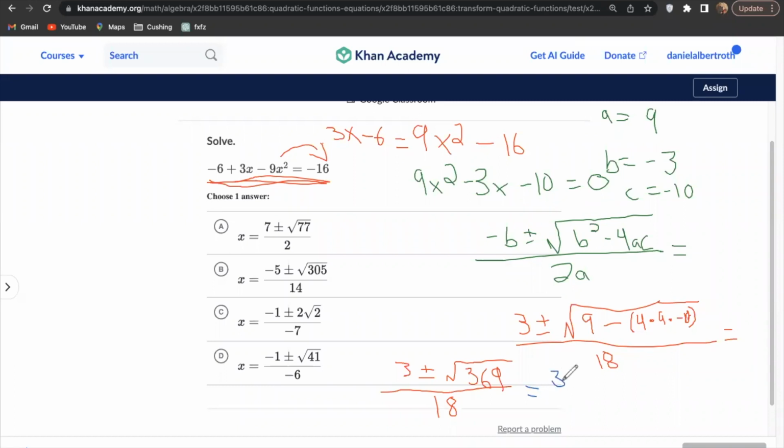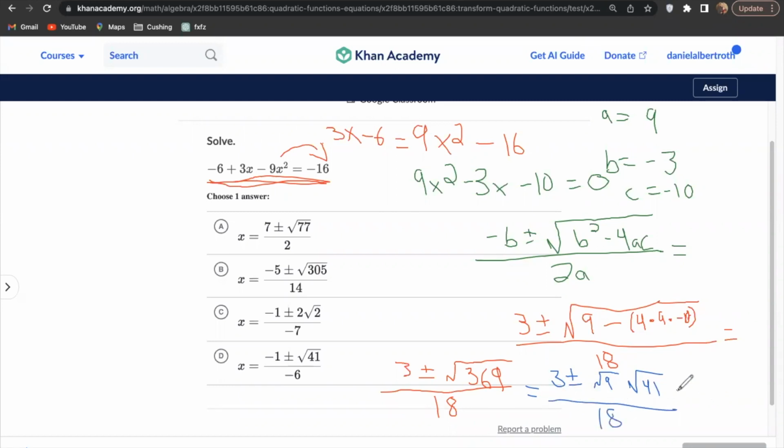So it's 3 plus or minus. And what I want to do if I'm trying to simplify the square root of 369, I want to find a perfect square within 369. So I'm going to split it up into the square root of 9 times the square root of 41. 9 times 41 is 369. If you're simplifying a square root, you can split it up into 2 square roots as long as the numbers inside the square roots multiply back to the original number. And this is over 18.